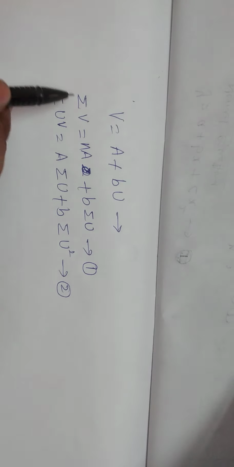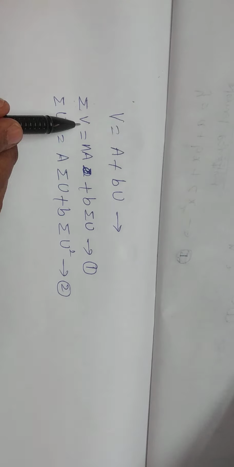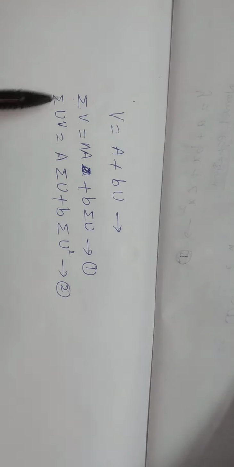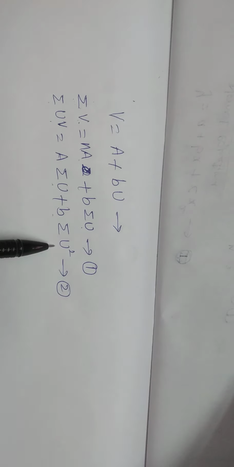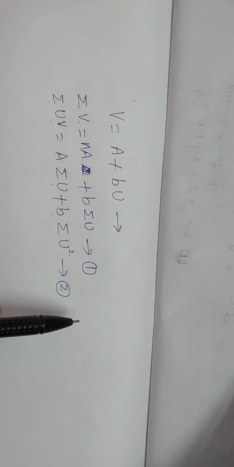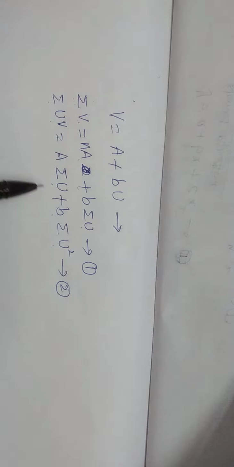If we want to apply summation, i is equal to 1 to n, you write vi, ui. Otherwise, don't use i anywhere. So simply use it like this: summation v is equal to n A plus b summation u, and summation uv is equal to A summation u plus b summation u square. Now identify the quantities to be calculated. First of all, u is equal to log x and v is equal to log y, and then summation u, summation v, summation uv, summation u square. These are the quantities required.